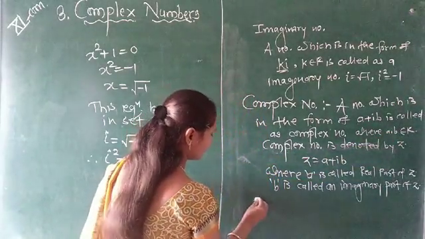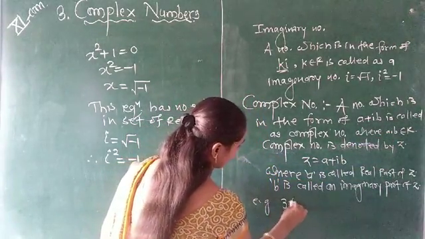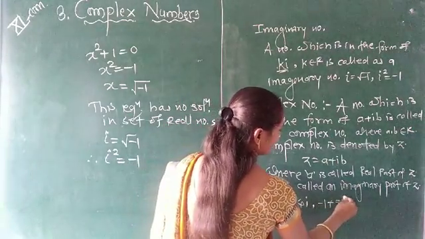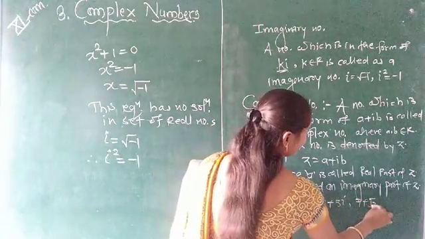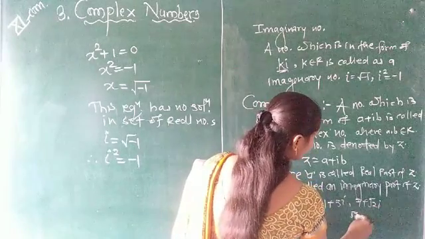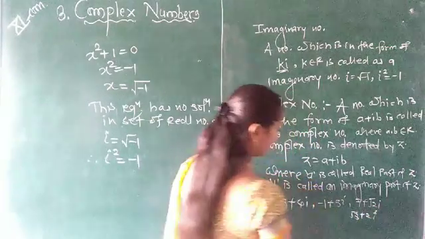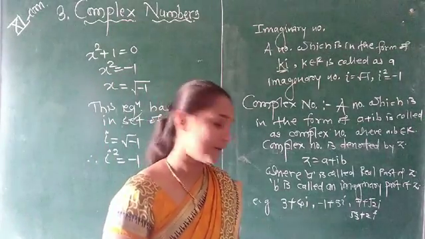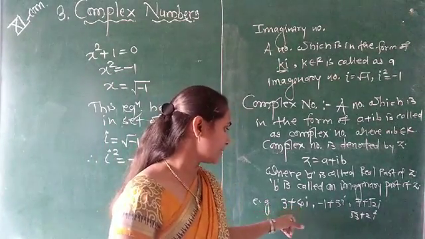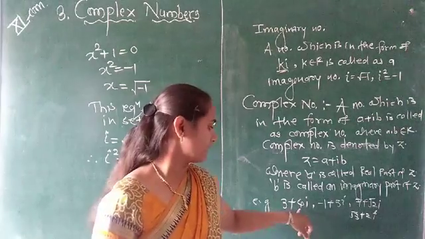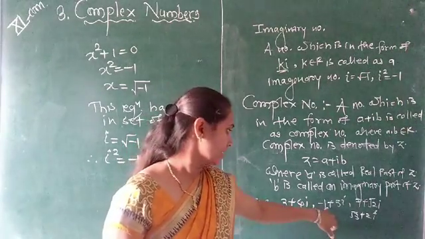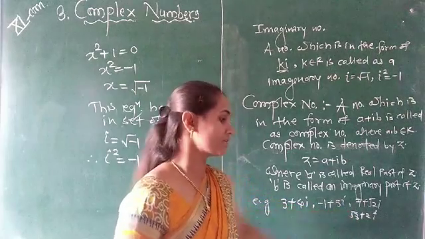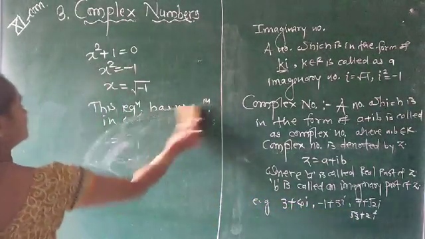That is in the form of, for example, 3 plus 4i, minus 1 plus 5i, 7 plus root 2 i, root 3 plus 2i. All these numbers are called complex numbers. So in 3 plus 4i, 3 is the real part and 4 is the imaginary part. Here minus 1 is real and plus 5 is imaginary. So make the table for this.